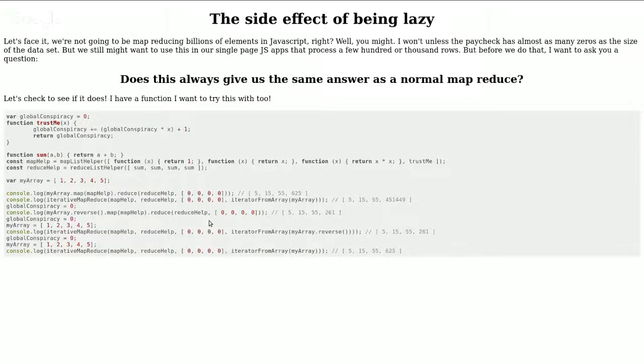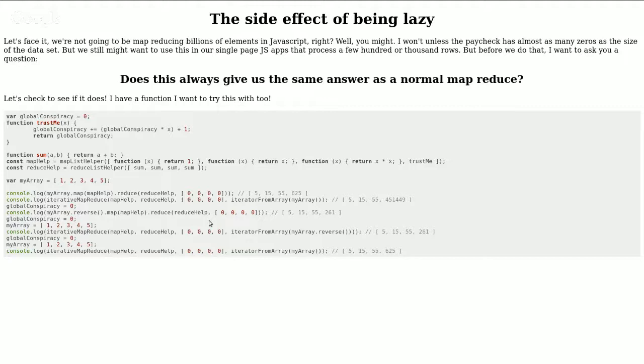No, it won't. I have this function. It's called trust me. It uses this variable called global conspiracy, and it keeps an accumulator, and it keeps mutating these values in this array. So you'll see I've run it here, and on the example data I have, I get 625, 261, and yeah, I get two or three different values, and you can play around with this and get several more.